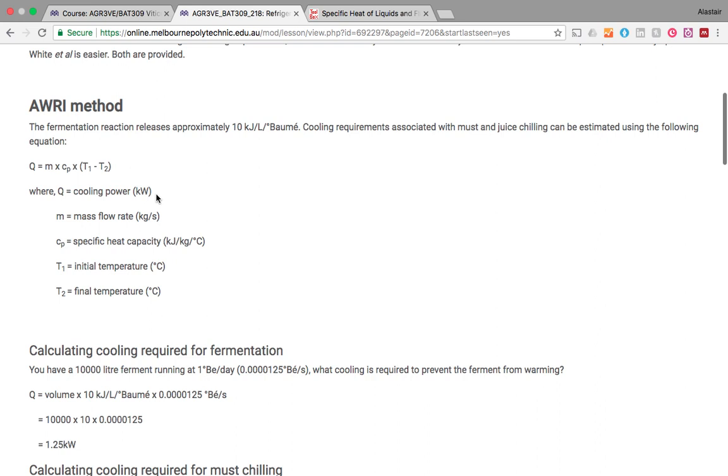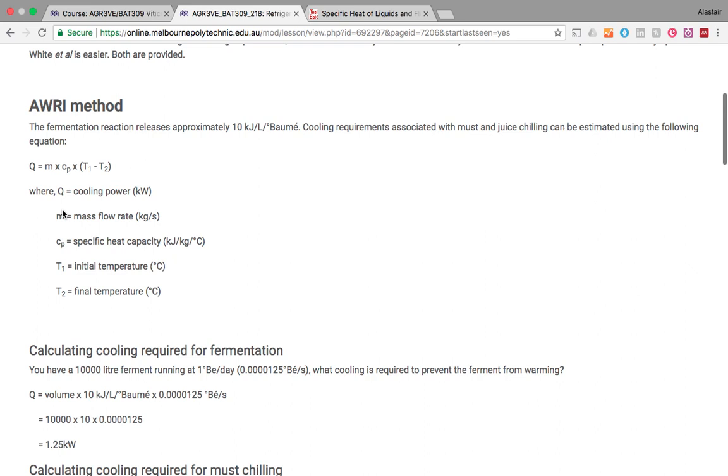So we can use this formula here, Q equals M times specific heat capacity, here with Cp, times temperature 1 versus temperature 2, which gives us a delta T, a change in temperature. So we want to work out what the cooling power is. So the mass flow rate is the kilograms per second that we want to chill. So in this case, you want to work out how many kilograms 10,000 litres of milk is.